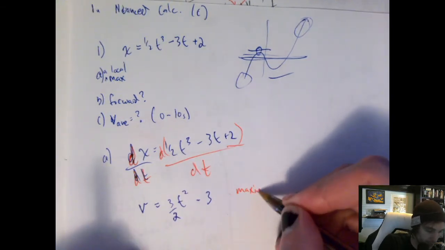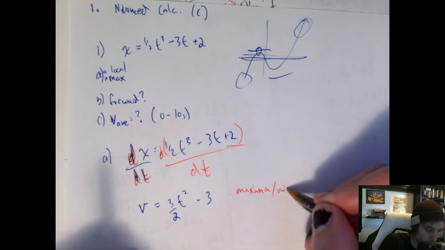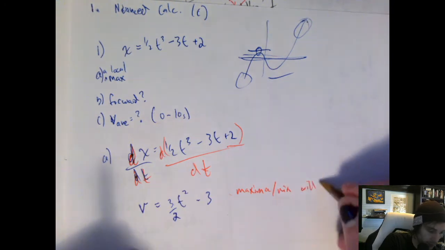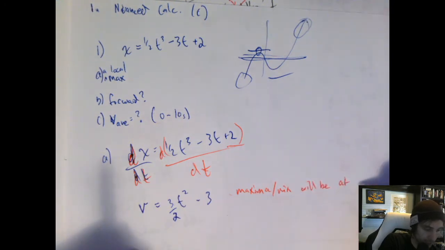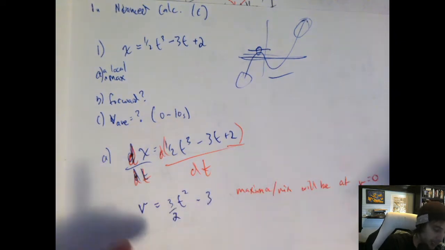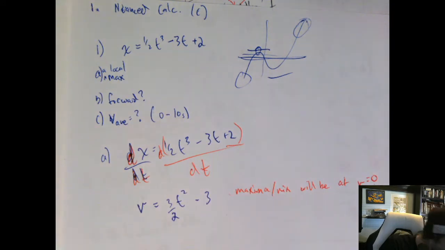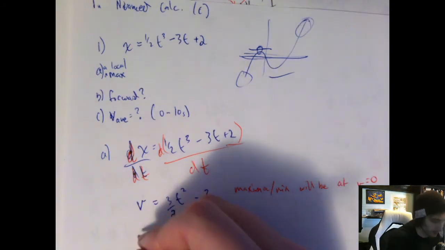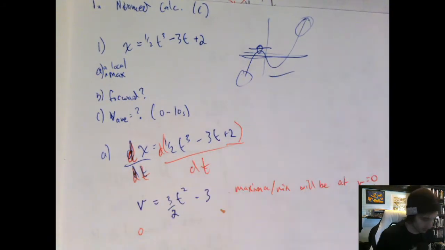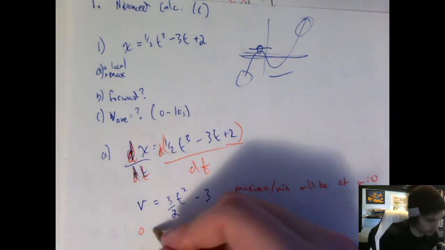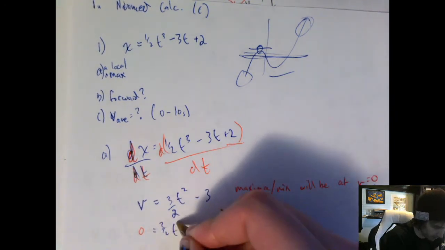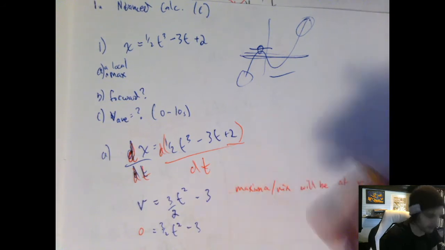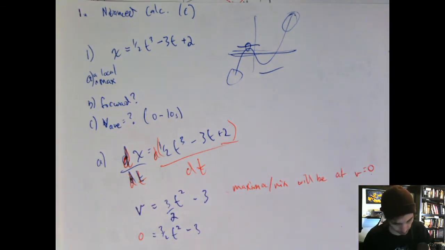The maxima slash minima will be at velocity equals 0. So I'm going to go ahead and plug in 0 for my velocity and then solve. Great. So we've got 0 equals 3/2 t squared minus 3. So now we just need to solve.